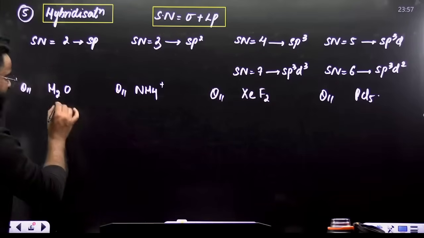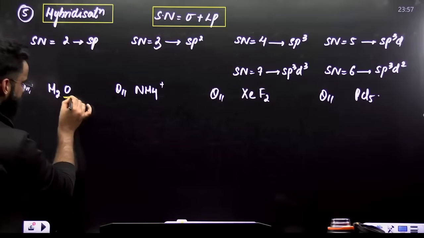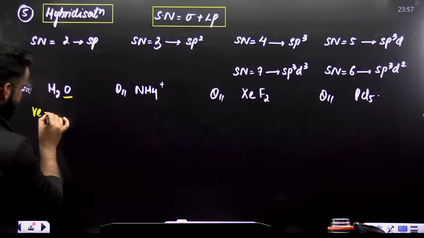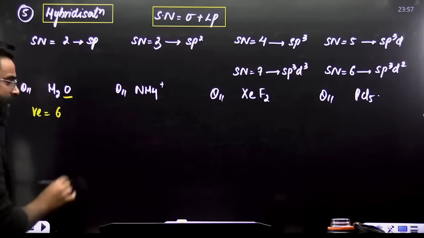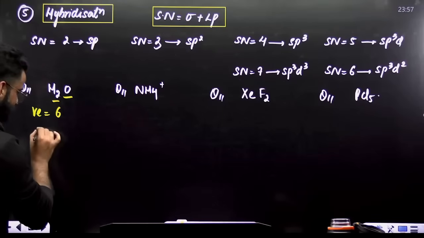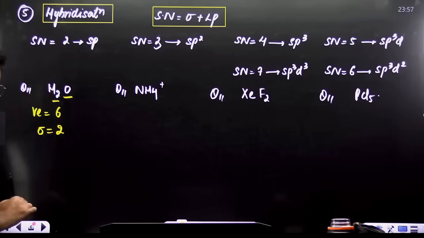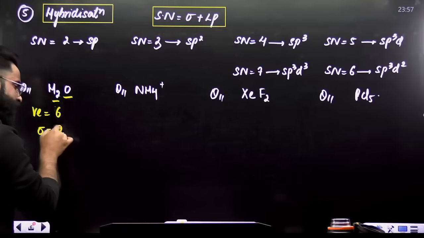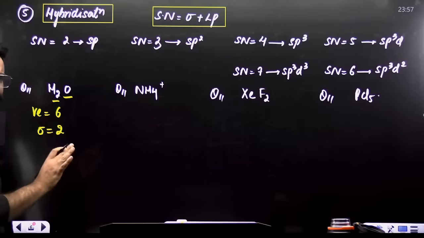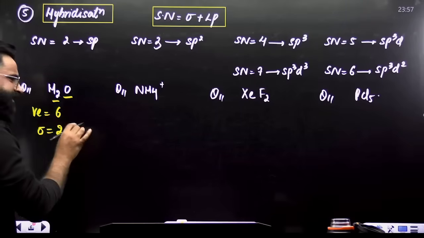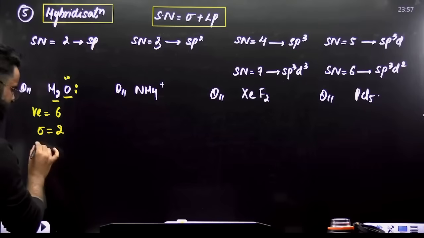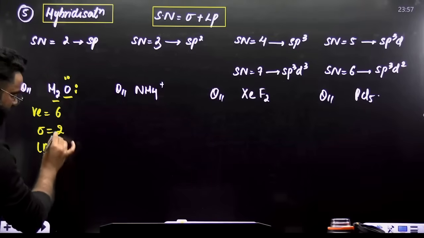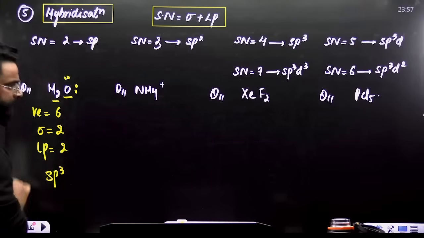For example, this is the water molecule. If I ask you about this oxygen, the central atom, how many valence electrons does oxygen have? 8 or 6? Oxygen has got 6 valence electrons. How many surrounding atoms do you see here? 2. So, number of surrounding atoms is equal to number of sigma bonds. Out of 6 valence electrons, 2 valence electrons have been used by oxygen to form 2 sigma bonds. So there will be 4 electrons left on oxygen in the form of 2 lone pairs. So sigma plus lone pair, 2 plus 2, 4, hybridization is going to be sp3, right?